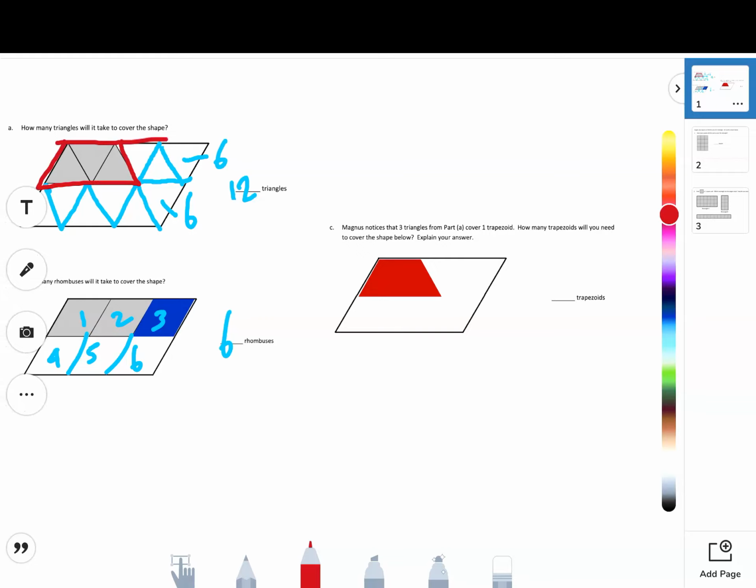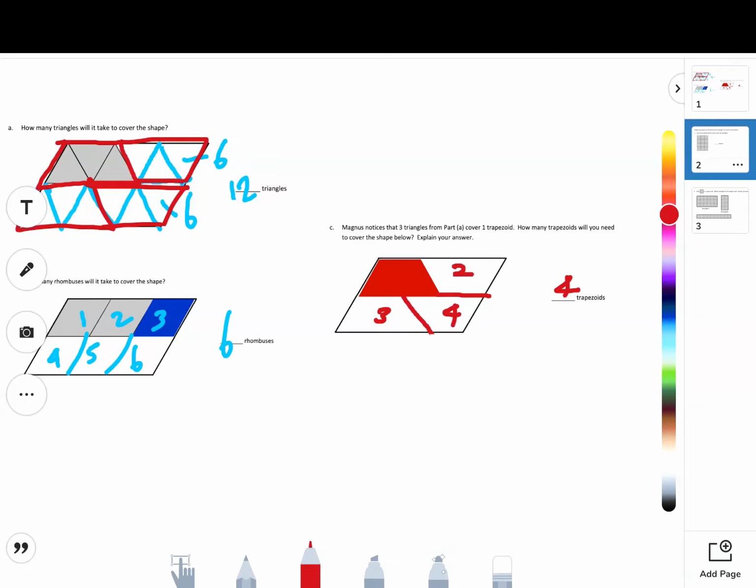So 1, 2, 3, 4. In total I need 4 trapezoids like this. Slide number 2.